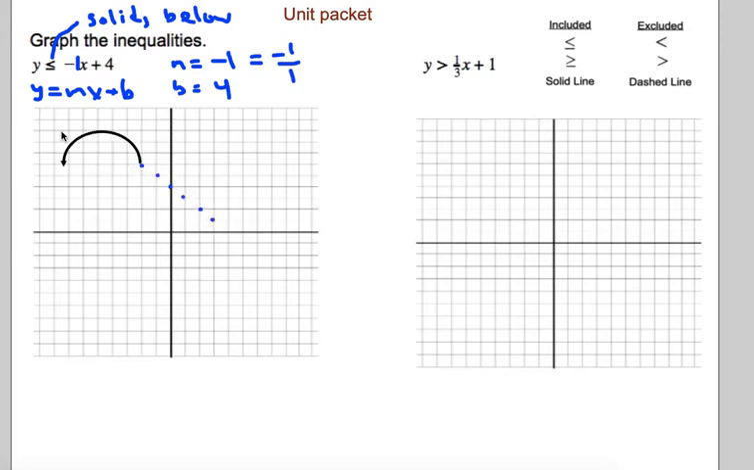Whoa, what is that thing? Ignore that. Where is line? Here we go.